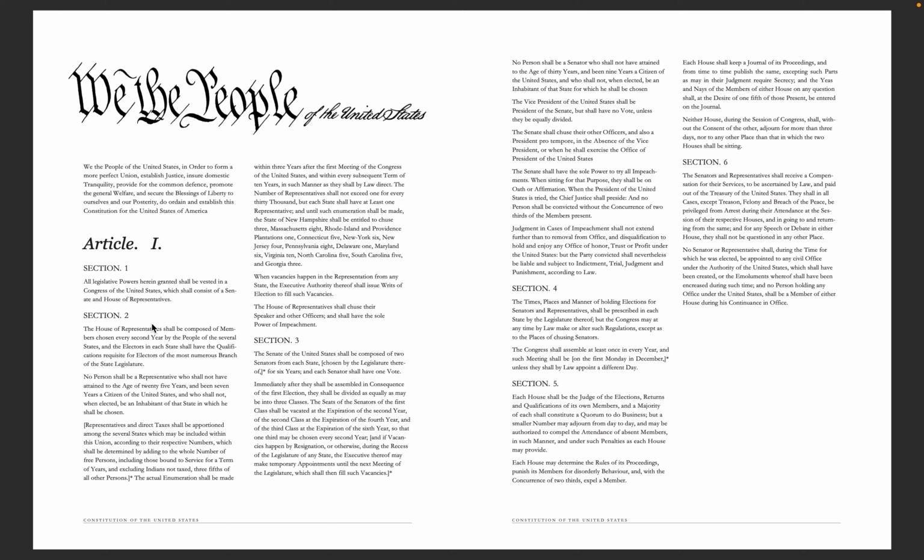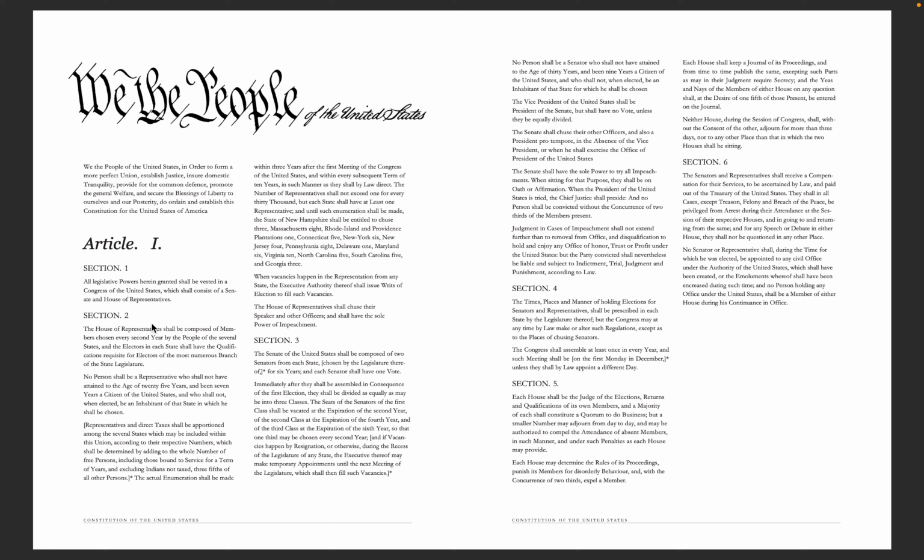The second paragraph in Section 2 says, no person shall be a representative who shall not have attained to the age of 25 years and been 7 years a citizen of the United States. So this part outlines the requirements needed to be a member of the House of Representatives. And it also says you must be an inhabitant of that state in which you shall be chosen. So you don't have to live in the district you represent, but you do have to live in the state.